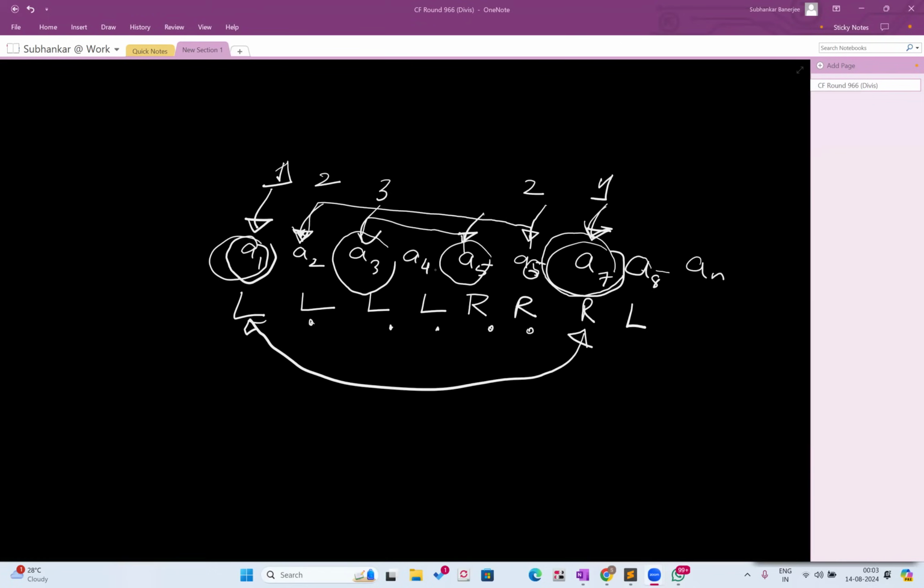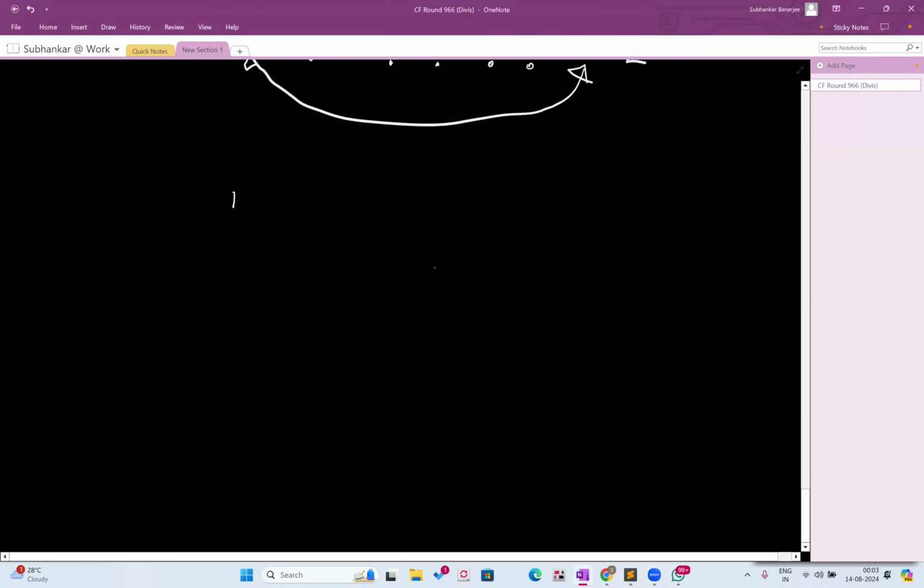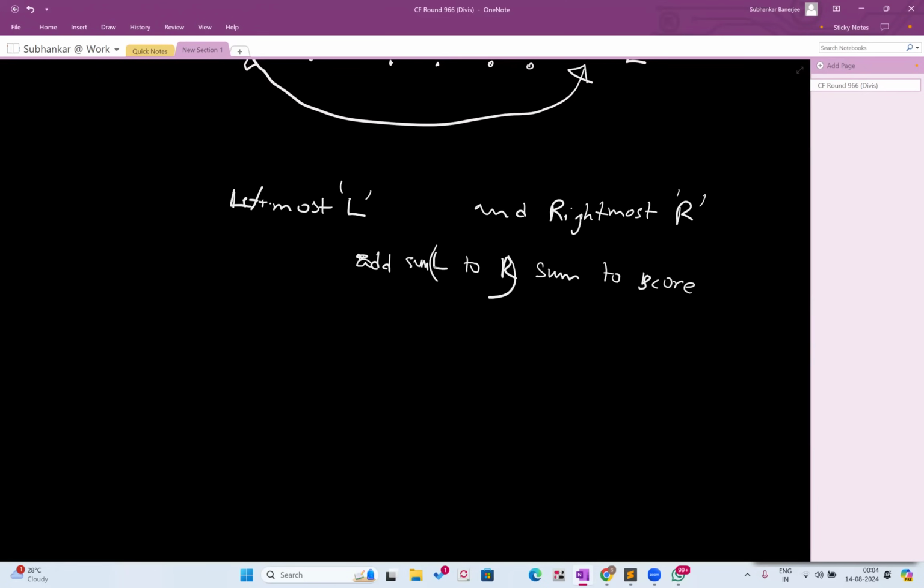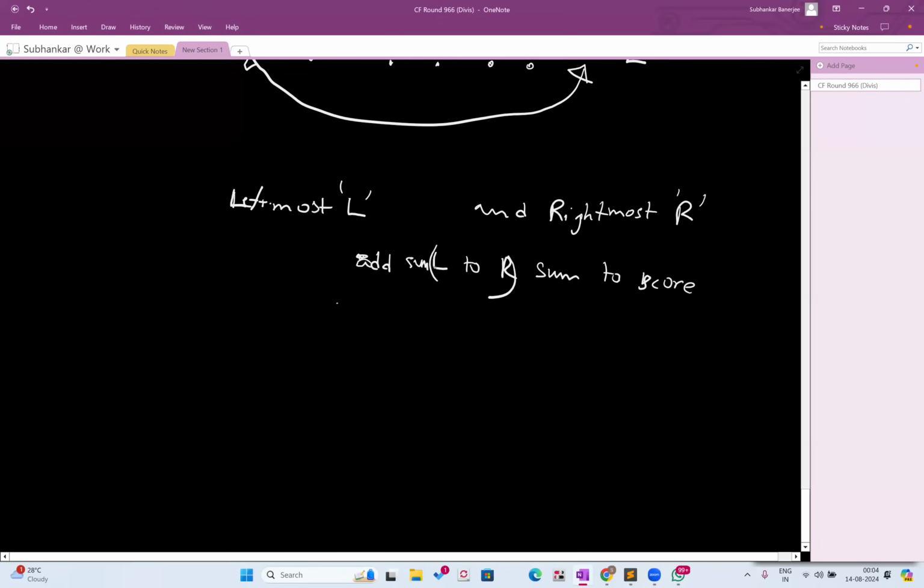So, I have to just take the leftmost L and rightmost R, and just add the range sum from L to R to the score, and just move on to the next L. Move to the next L and move the pointer to the previous R.